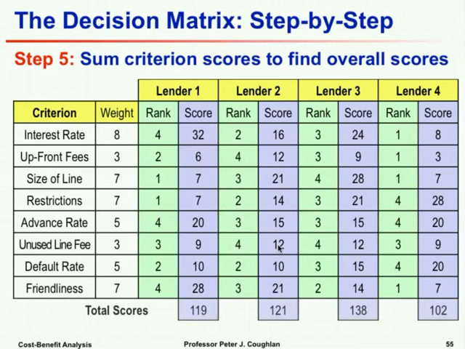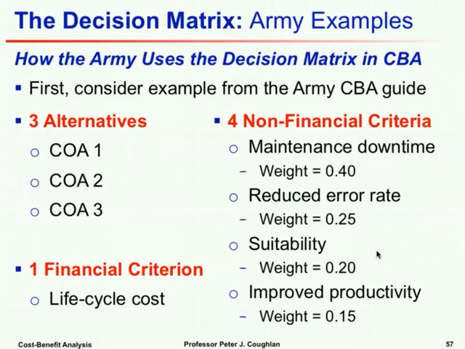And then this last step, step 5, is to figure out the total score. So you just add up all of these scores to get a total score for each course of action at the bottom. And we see that it looks like lender number 3 is the winner, at least, as I mentioned, until we conduct sensitivity analysis. The one with the maximum total score is the recommendation, the chosen course of action that comes out of the decision matrix. So those are the 5 steps.